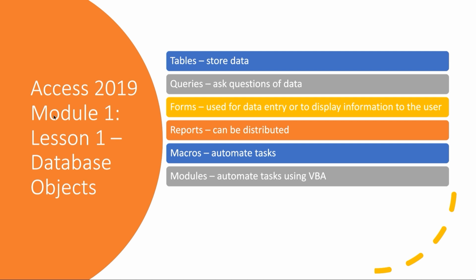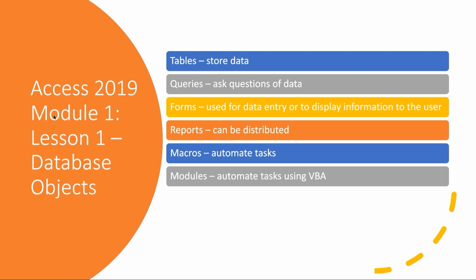You can use forms for a variety of purposes. They can be used for data entry or to display information to the user. When we first got into the Access database, the Northwind database, it was a form that displayed that told us to go ahead and click Enable Content. Your database reports can be distributed. Macros in Access, just like they do in other Office programs, automate tasks. And the modules in Access automate tasks using Visual Basic for Applications programming language.